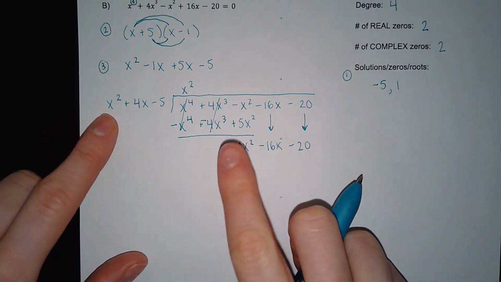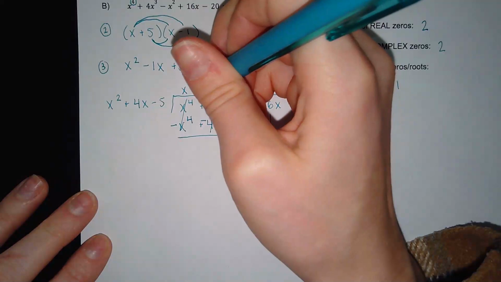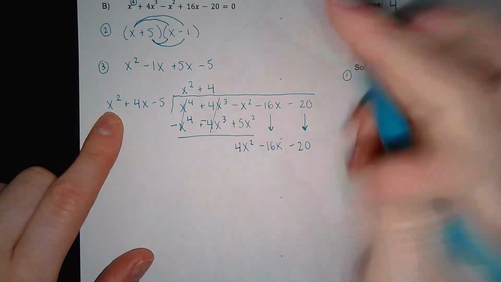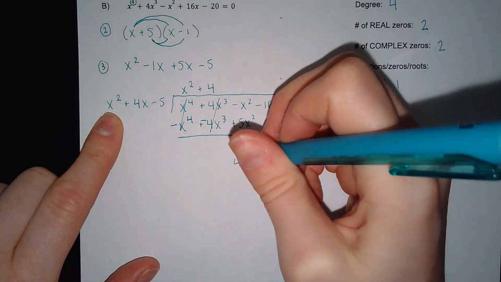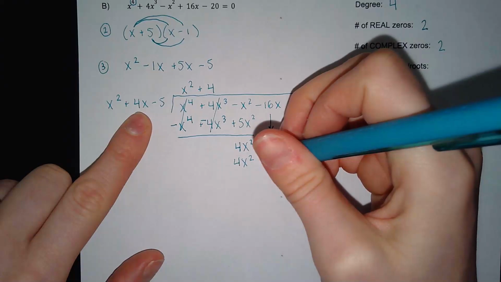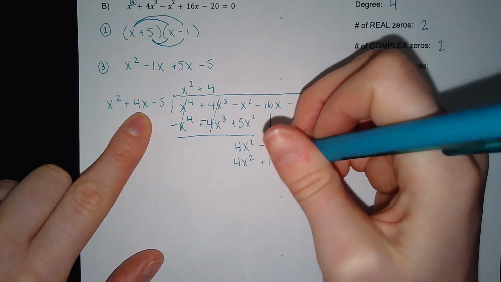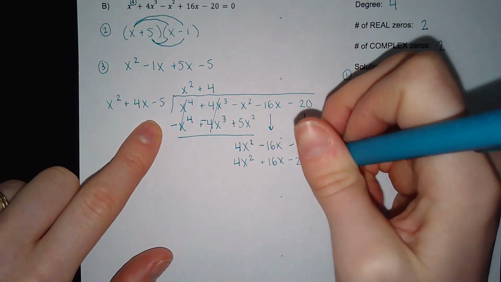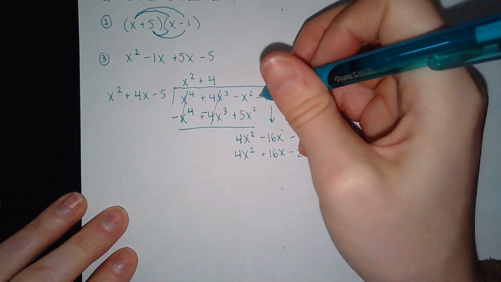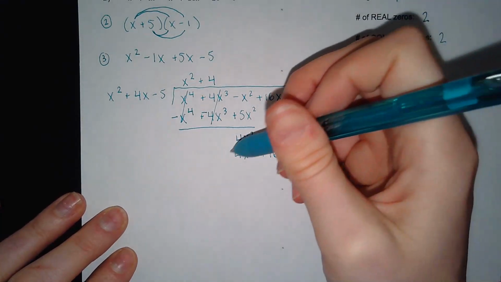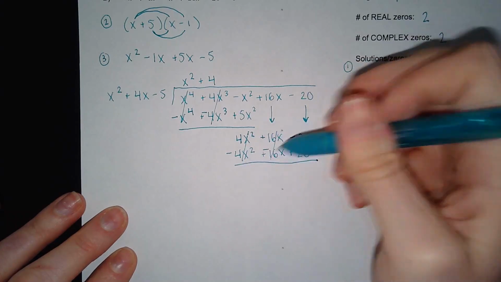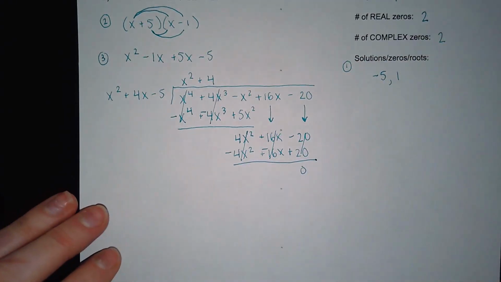To take x squared and get 4x squared, we should be multiplying by 4. So we'll multiply 4 times x squared is 4x squared. 4 times 4x is 16x. And 4 times negative 5 is negative 20. We'll change those to subtraction. Those will all become opposite, and they should all cancel, so we'll get a remainder of 0.